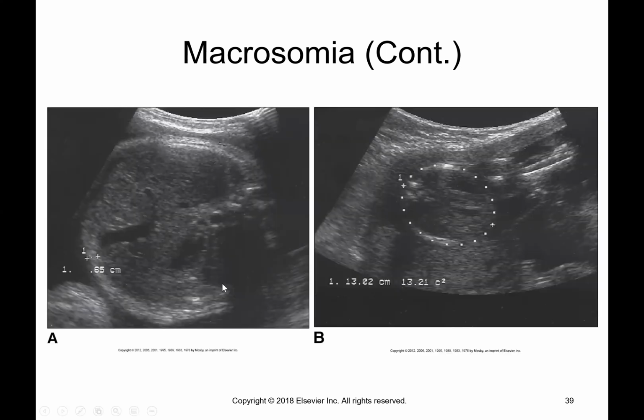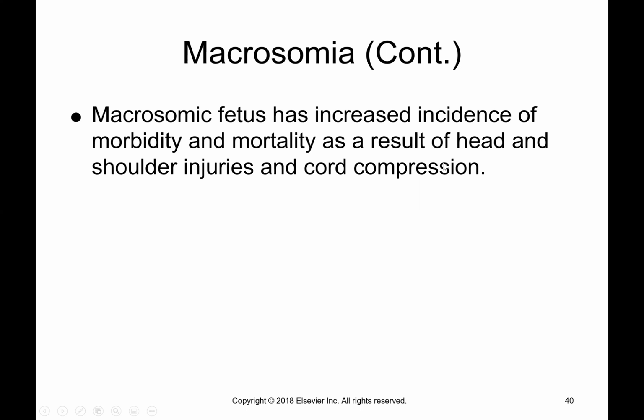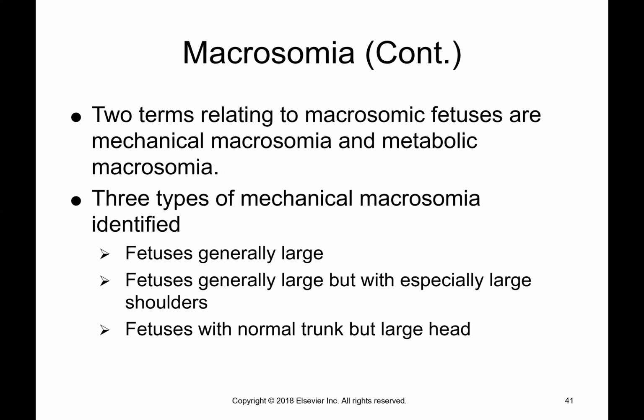So this is a large belly here. So you'll measure all the skin. This is a smaller belly. Macrosomic fetuses have increased incidence of morbidity and mortality as a result of head and shoulder injuries and cord compression. So sometimes it's just better to do a C-section.